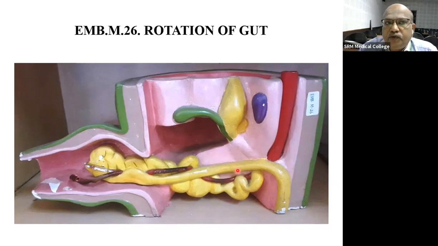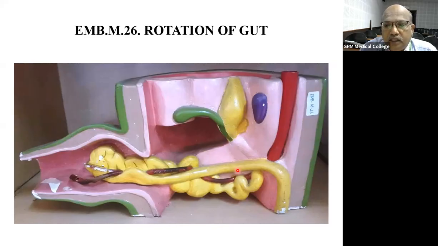So usually if you have the normal 270 degrees rotation, your small intestine, mainly jejunum and ileum, will be on the left side. Your cecum and ascending colon will be on the right side. So that is normal. In reverse rotation, your small intestine, the coiled part, jejunum and ileum, will be on the right side. Your cecum and ascending colon will be on the left side. So that is reverse rotation.